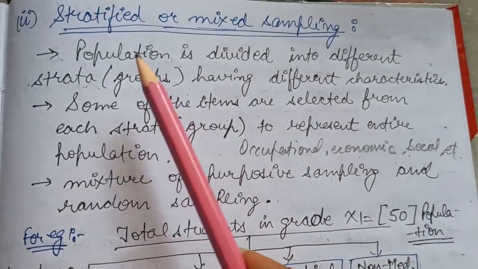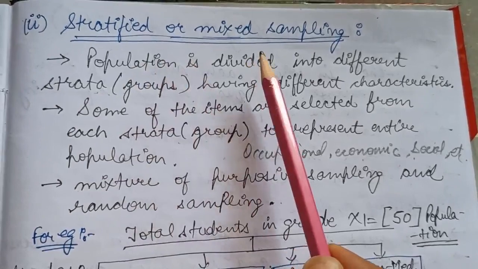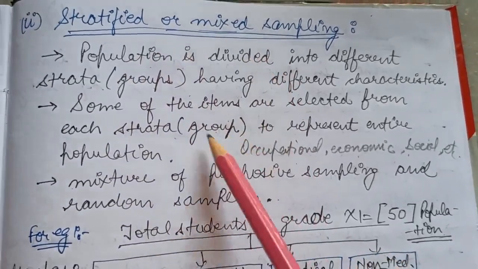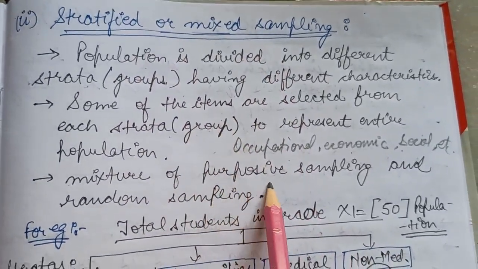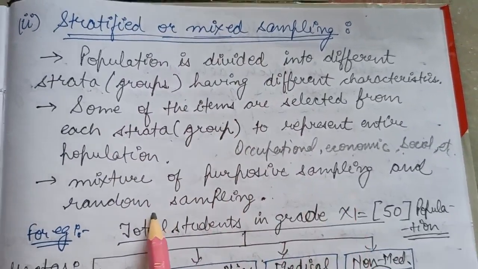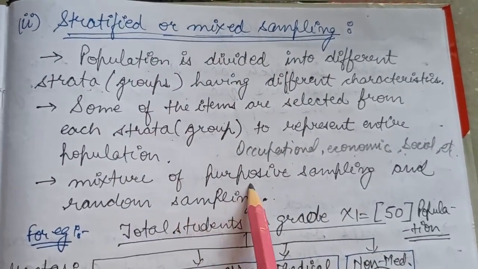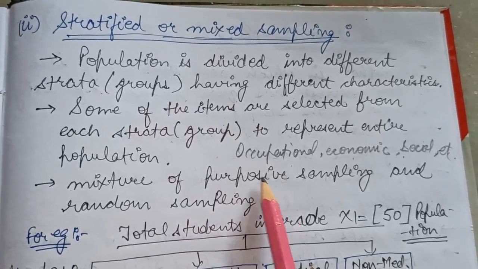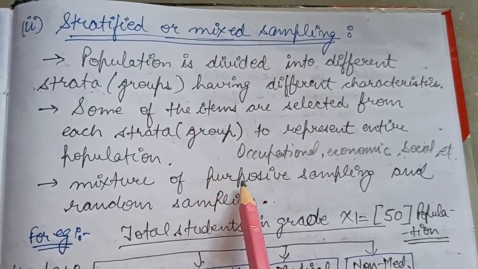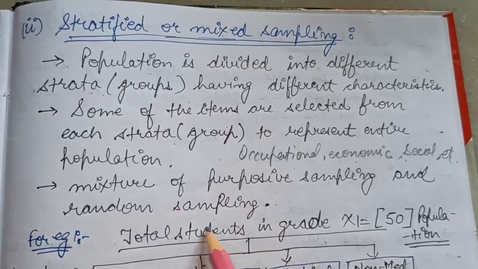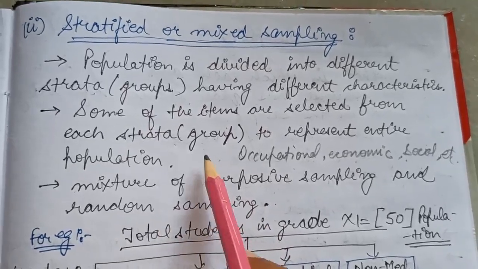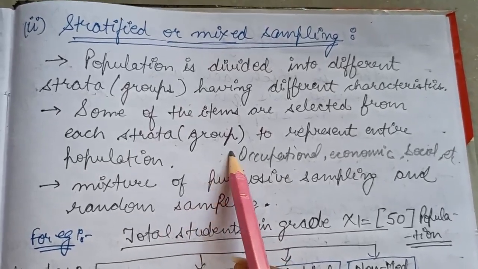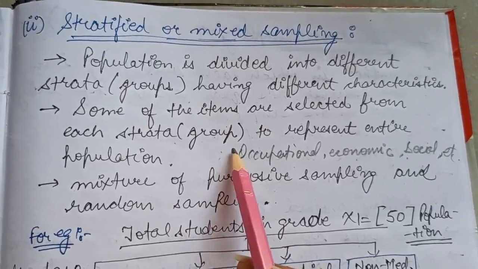Now, stratified sampling is also known as mixed sampling because it is a mixture of purposive sampling and random sampling. Firstly, according to the purpose of study, we will make the various groups or strata. Then from those strata, we will randomly select the samples from each group. Therefore, it is also known as mixed sampling.